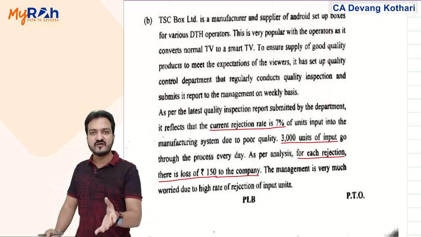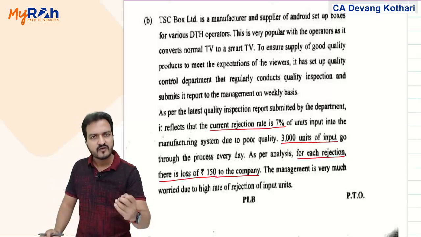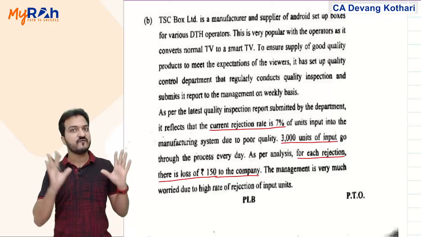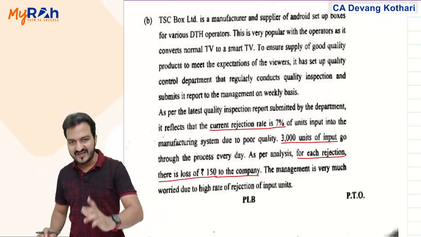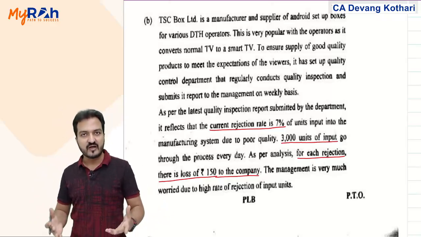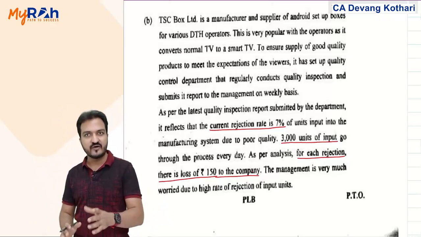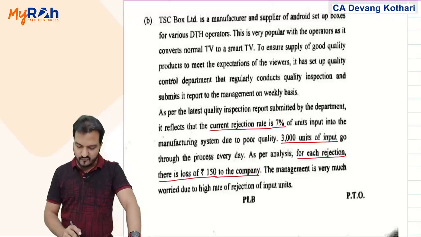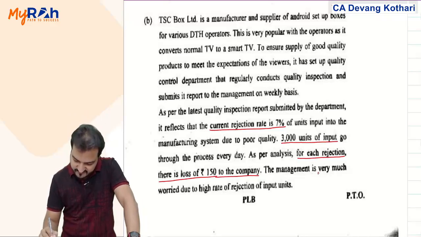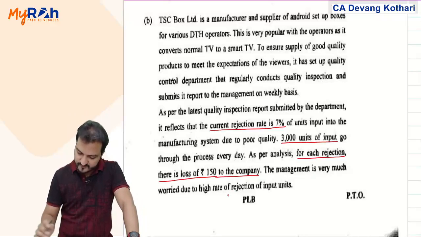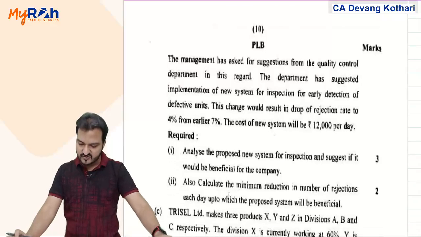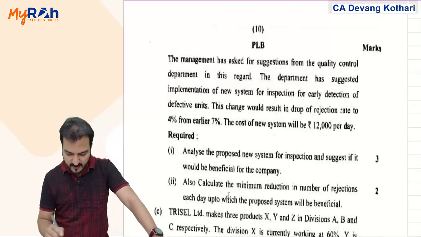Now what does that loss refer to? You are not told. Forget it. You just need to know that the rejection is costing 150 rupees to the company. Maybe 150 is the rectification cost. Maybe 150 is the net scrap value, net loss after the scrap value that you get. Whatever. For each rejection, the company is having a loss of 150. The management is very much worried due to the high rate of rejection of input. Further, the management has asked for suggestions from the quality control department in this regard.